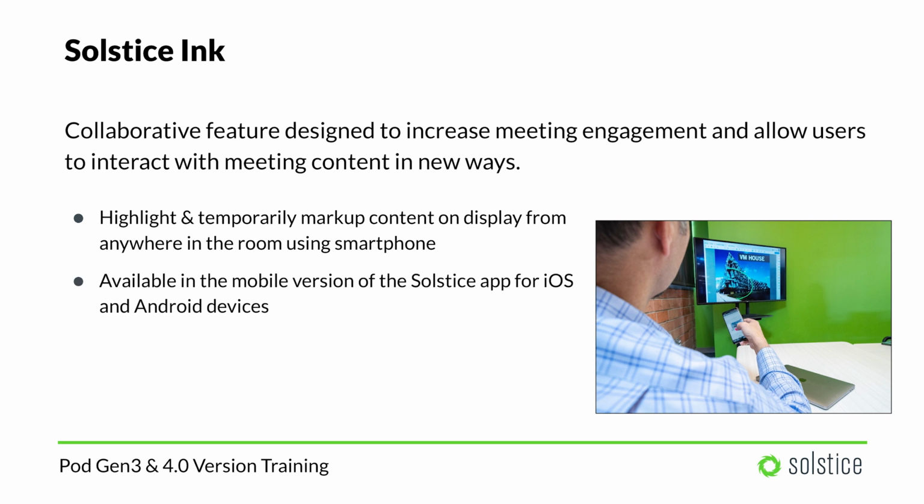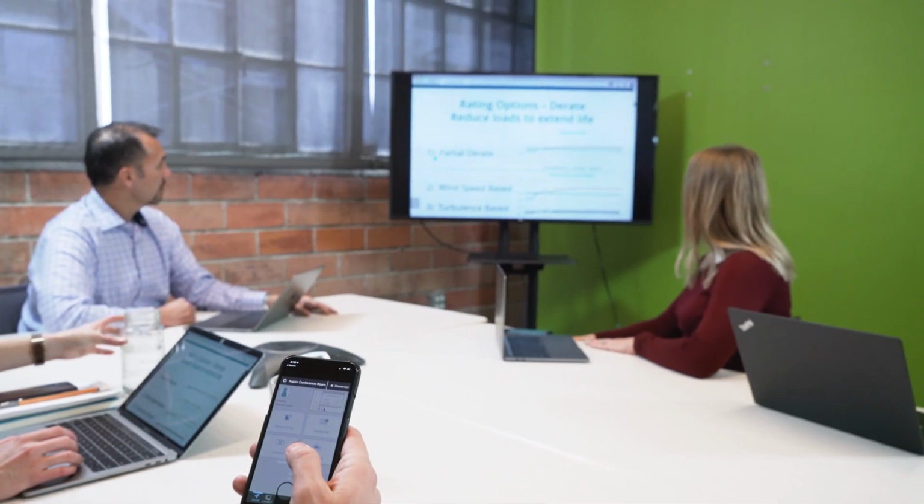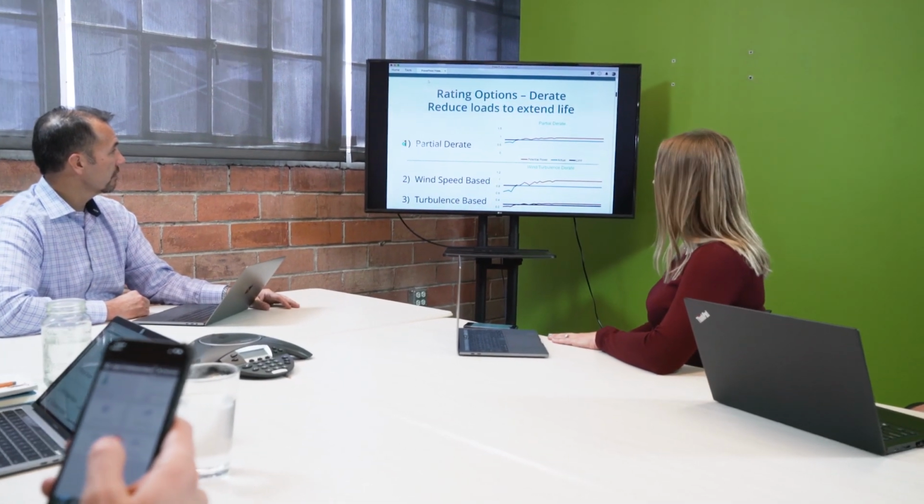This feature is available in the mobile version of the Solstice app for iOS and Android devices and is also supported in moderator mode. Solstice Ink is not supported on tablets. Solstice Ink has 3 modes of use: pointer, pulse, and temporary markup.